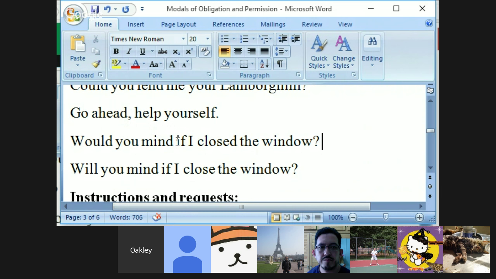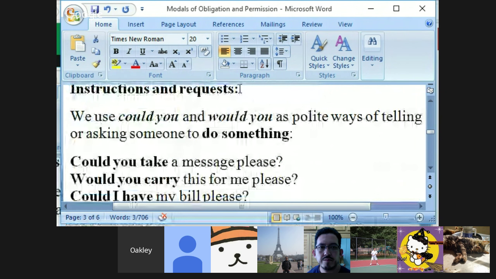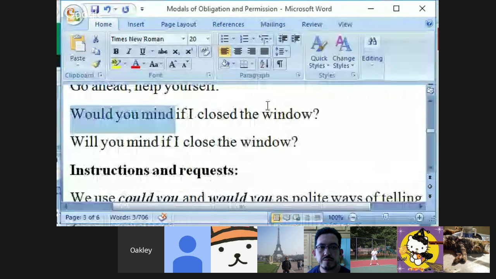There are a few phrases that preface indirect questions with would: would you mind, would it be possible, would it bother you, and so on. We generally use those. It's a conditional form. Yes, it is. That's right.